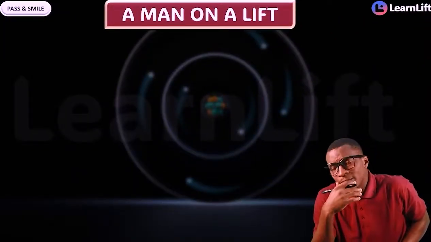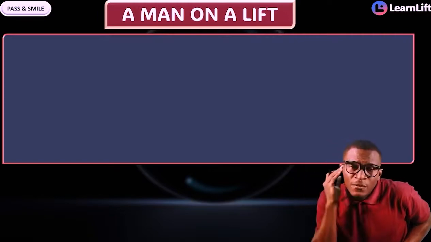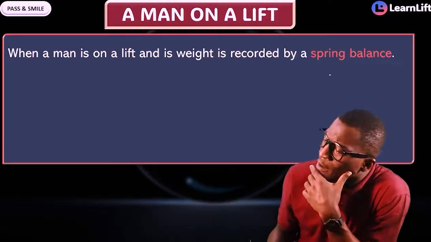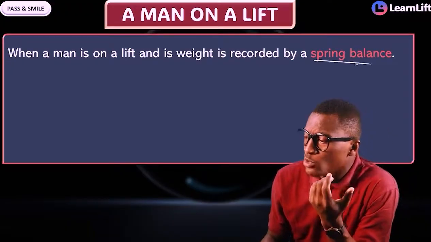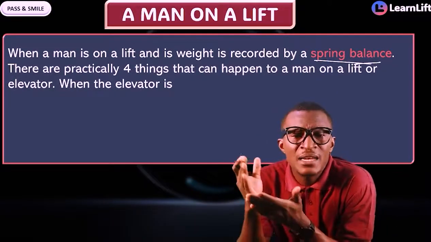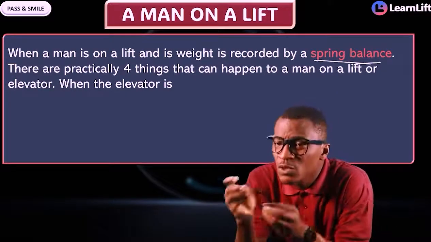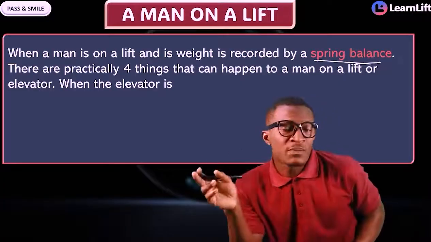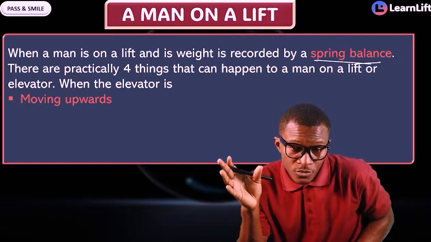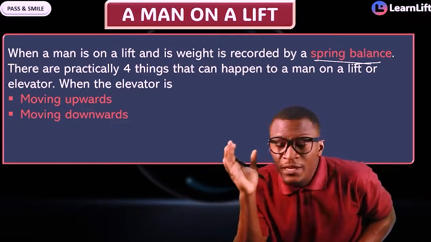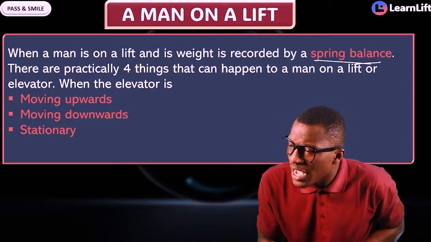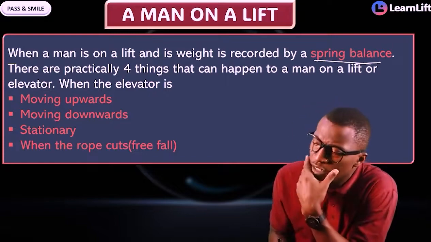Now let's go back. In studying a man on a lift, there are four things that should come to your mind. The weight of the man is measured by the spring balance. And when a man is on the lift, there are four things that we need to note that happen to this man on the lift. The first is the lift moving upward. Two, is the lift moving downward? Three, is the lift stationary? And number four, when the rope of the lift cuts, that's free fall.